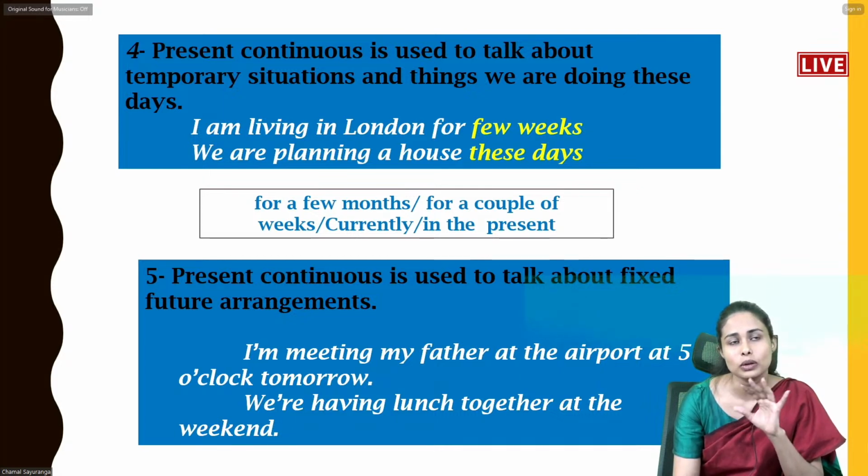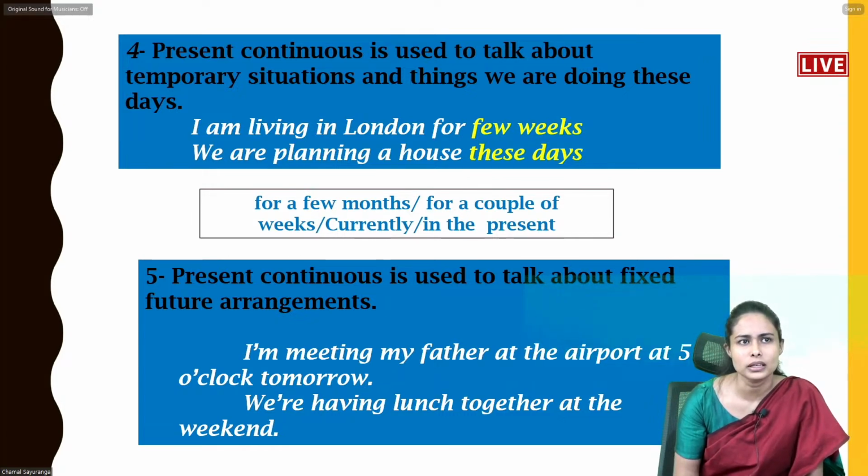Present continuous is used to talk about fixed arrangements. Can you tell me something that you have already fixed, arrangements that you have planned to do in the near future in present continuous? I am planning to watch Kandy Perahera next week. Now Putta, no need to use planning. You can just say I am watching Kandy Perahera next week as well. Okay, good. Another example.